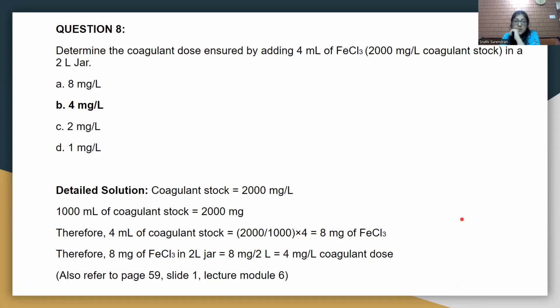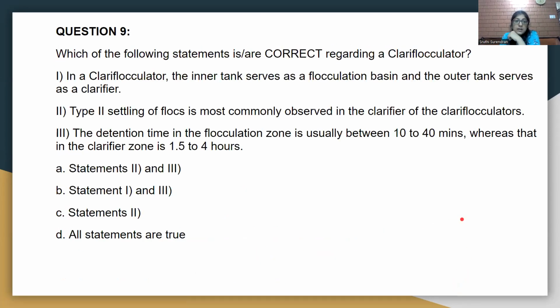So moving on to the next question. Which of the following statements are correct regarding a clariflocculator? Like I said, a clariflocculator is one where flocculation and sedimentation both occur simultaneously. It's a tank where both of them occur. So what are the statements that are right with regard to a clariflocculator? Again, these are design conditions which you should be familiar with.